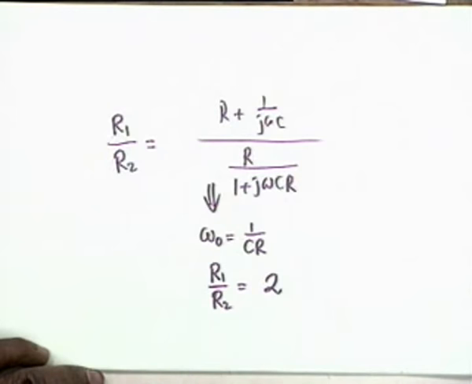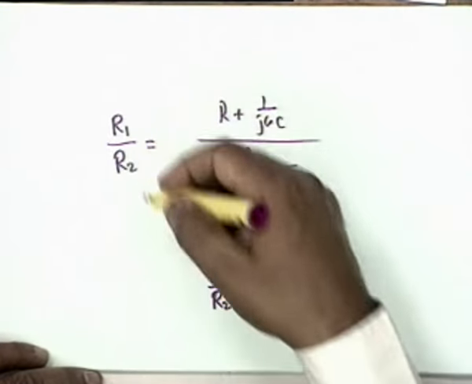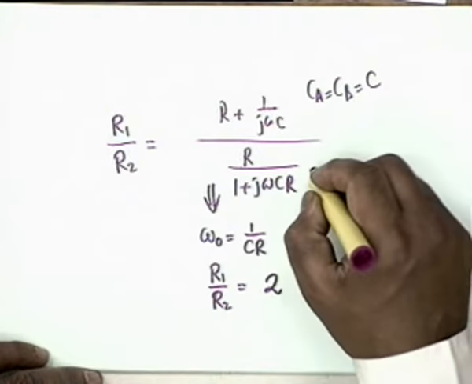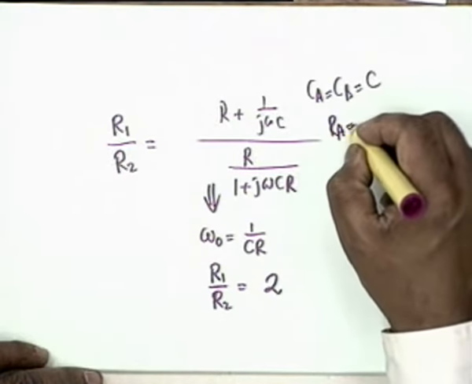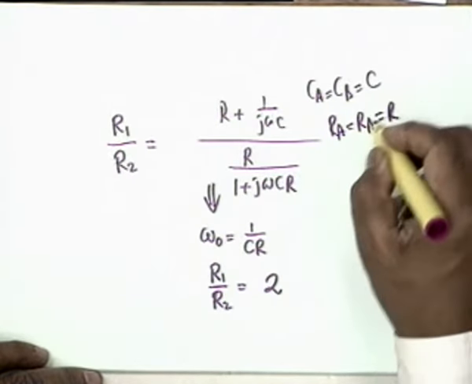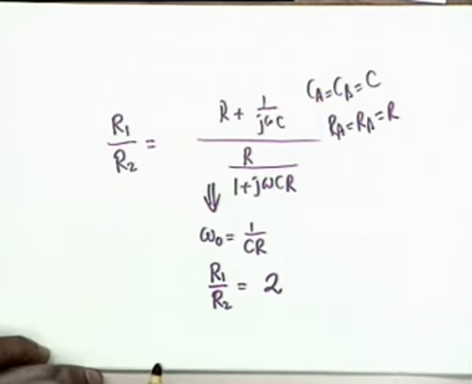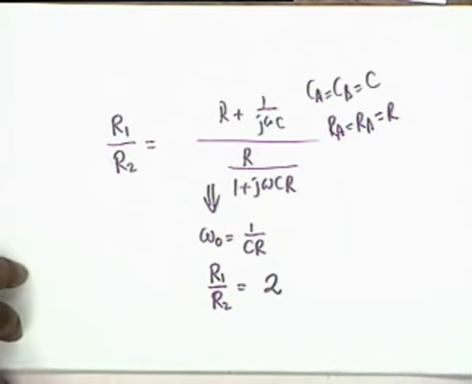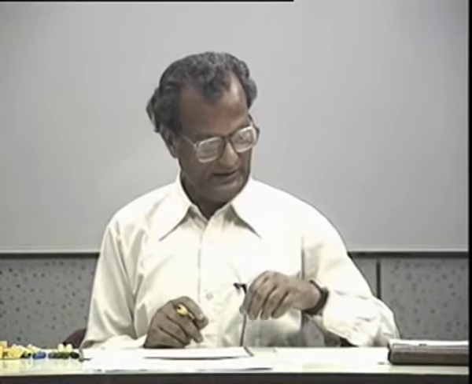Where's the CA and R? Oh, in the present circumstances, CA equal to CB equal to C, and RA equal to RB equal to R. I was going back to the oscillator condition, but in general it is CA, RA, CB, RB. Now that is the story with regard to a Wien bridge oscillator.